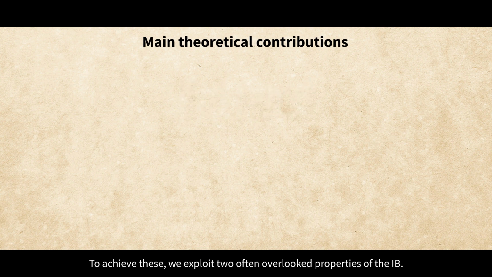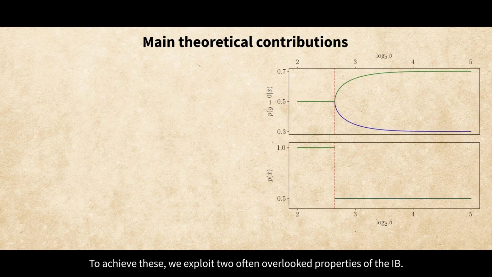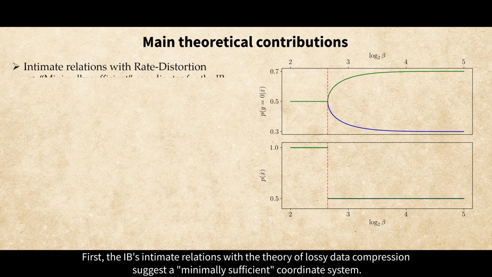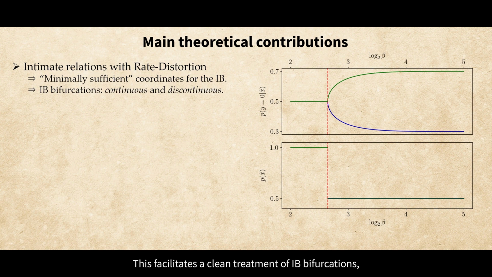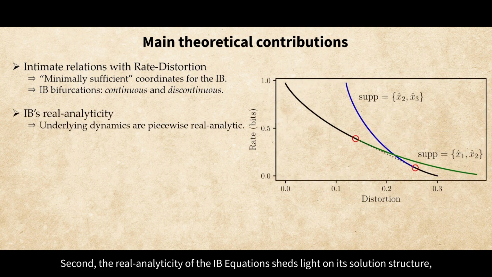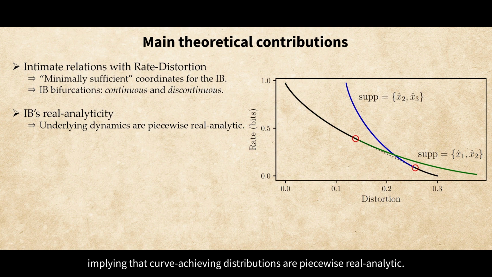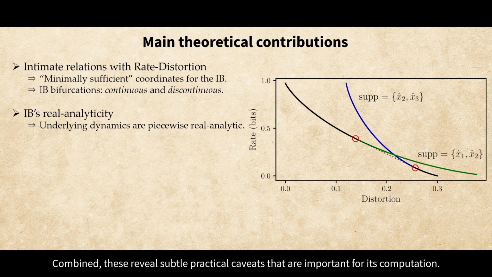To achieve these, we exploit two often overlooked properties of the IB. First, the IB's intimate relations with the theory of lossy data compression suggest a minimally sufficient coordinate system. This facilitates a clean treatment of IB bifurcations, which are either continuous or discontinuous in beta. Second, the real analyticity of the IB equations sheds light on its solution structure, implying that curve-achieving distributions are piecewise real analytic. Combined, these reveal subtle practical caveats that are important for its computation.